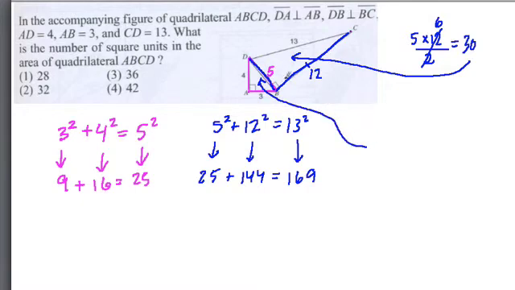Now together these two triangles make the full quadrilateral. Here we have 3 times 4, base times height. 3 times 4 divided by 2. 4 divided by 2 is 2, and this area is 6. If we add them up, we get our full area of 36. Alright, hope that helped.